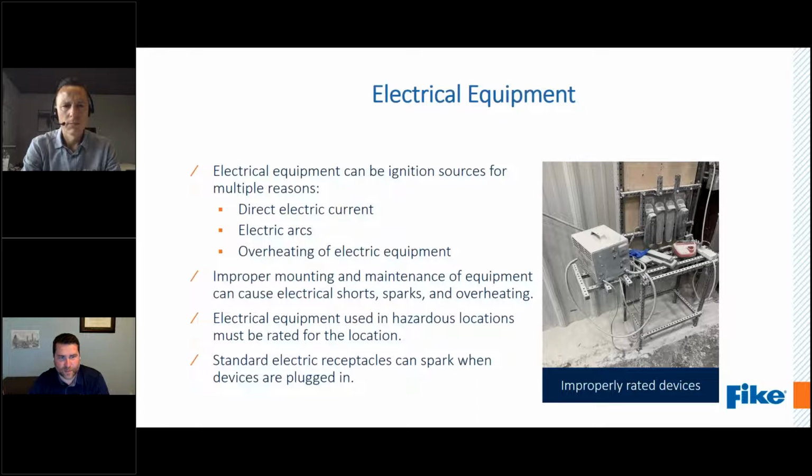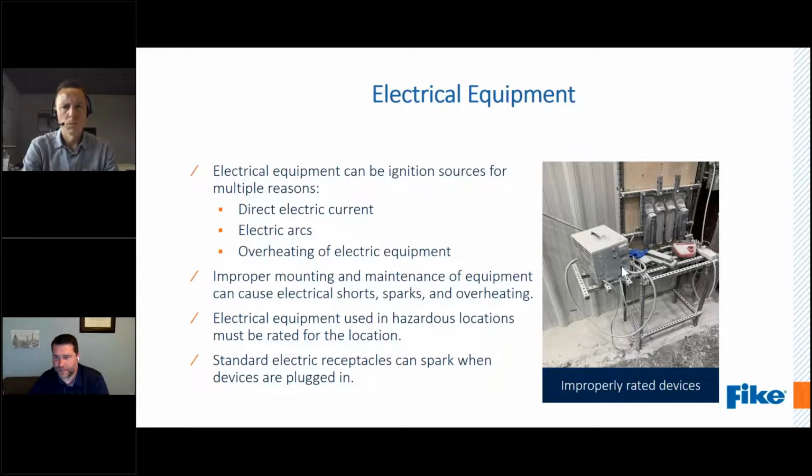Electrical equipment. There are multiple reasons why electrical equipment can be an ignition source, being the direct electrical current, arcs, or even overheating of equipment. Improper mounting and maintenance can cause electrical shorts, sparks, and overheating. Electrical equipment used in hazardous locations must be rated for the location, and we'll talk later about ATEX 114, where you have to have the correct equipment.